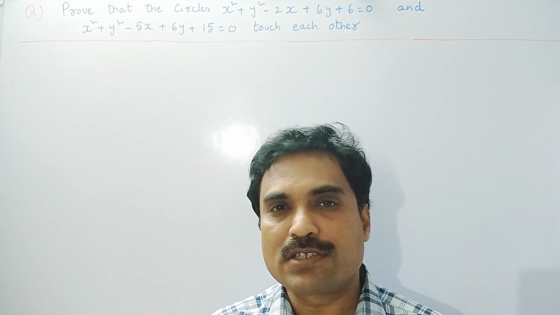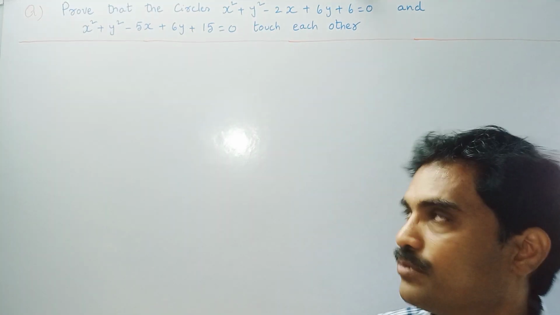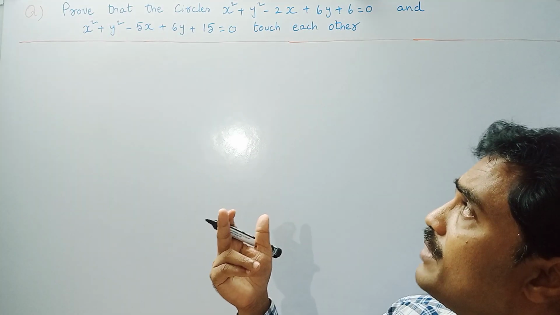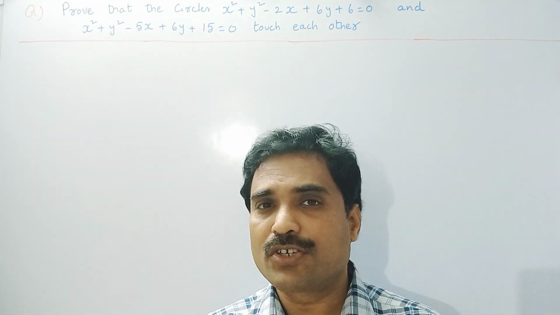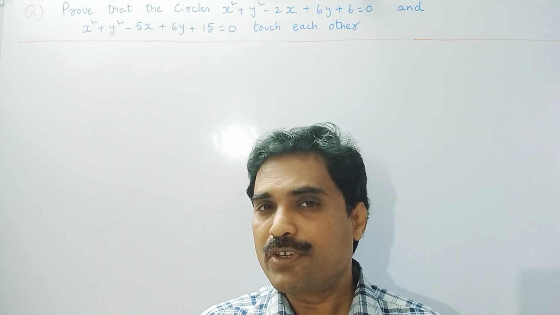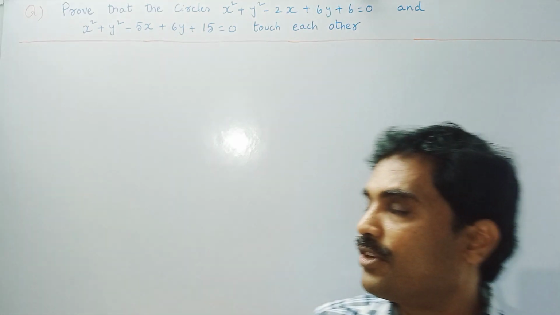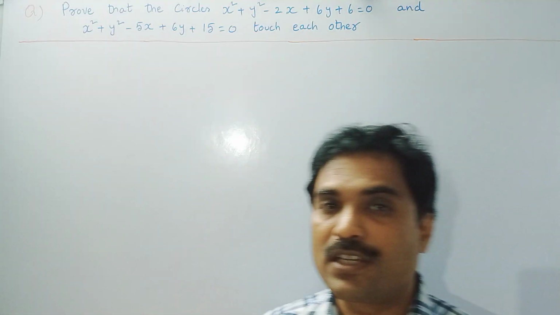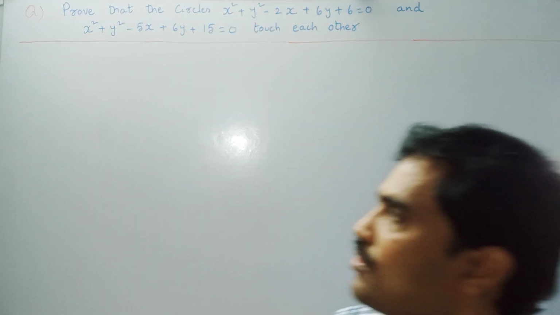There are two conditions, whether they touch each other externally or internally, that you have to show. For externally, you have to show that the distance between the two centers, that is C1 C2, equal to R1 plus R2. Or C1 C2 equal to R1 minus R2 or R2 minus R1, then you can say that the two circles touch each other internally. So either this or that you have to show. So solution.